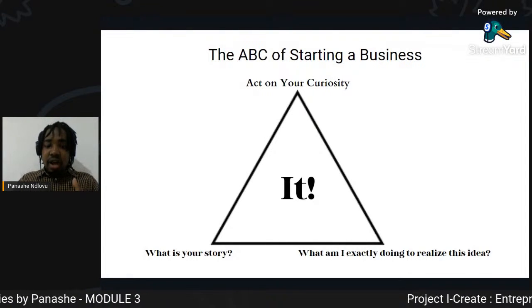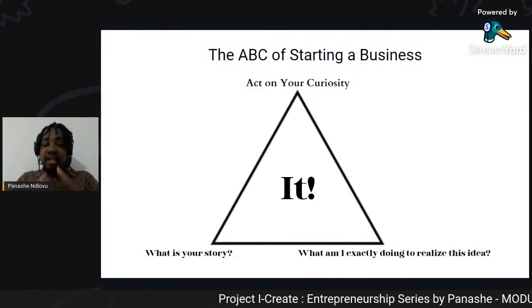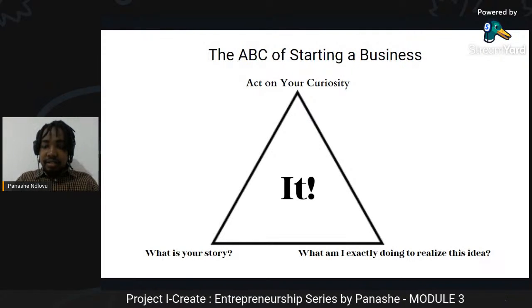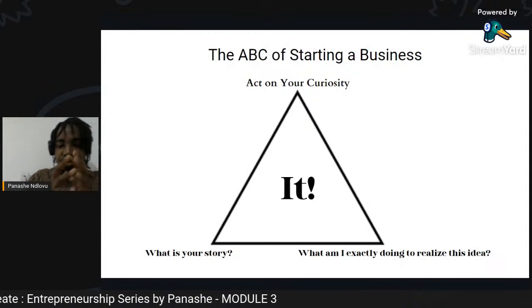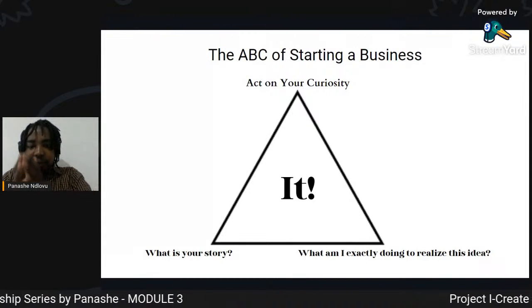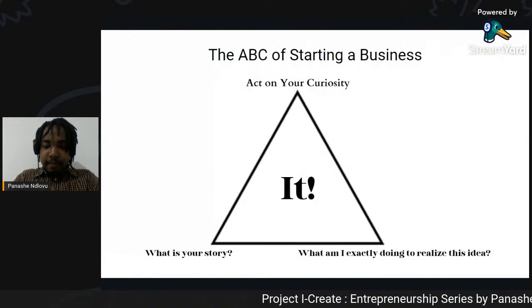But then you're thinking, now I would like to start that business. So how do I get to that stage? Here are the three things that we're going to focus on, in relation to starting a business.